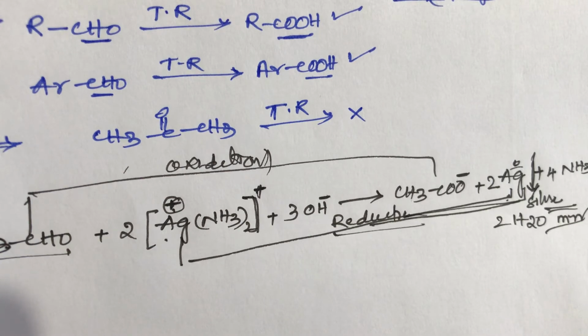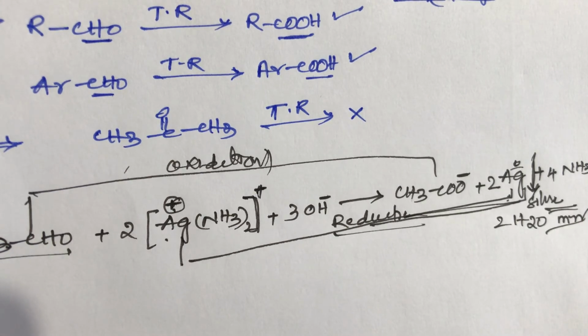And one more thing, student, freshly prepared Tollens reagent, that is freshly prepared ammoniacal silver nitrate, reacts with aldehydes to give silver mirror formation. But ketones do not react with Tollens reagent, so silver mirror formation does not take place. It is very, very important, student.